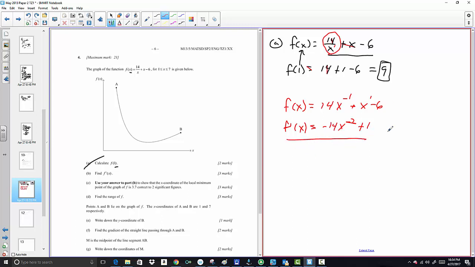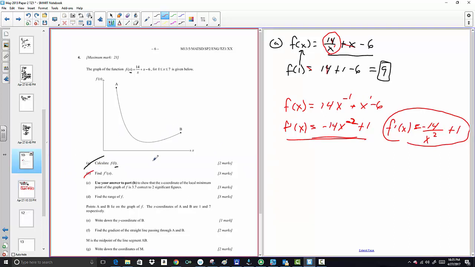Another way of writing this, of course, would be f prime is equal to negative 14 over x squared plus 1. This is also accurate, okay? So either one technically is correct. They should give you credit for putting negative 2 there, but whatever you feel more comfortable with. So that's the answer for that one.